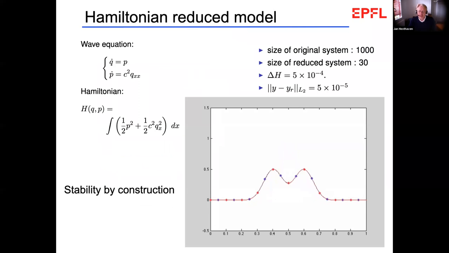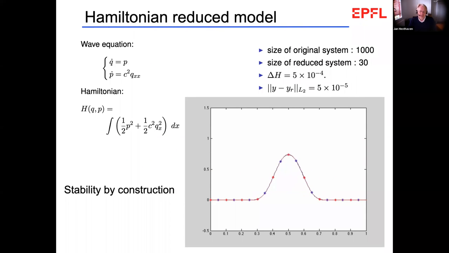Now, of course, if you do this, then you know that by construction you are back to a Hamiltonian system. It's a different Hamiltonian problem because it has a slightly different Hamiltonian. But you can use the greedy approach to choose how accurate you want the Hamiltonian to be. And once you have that, if you do a proper time integration, then the scheme is stable by construction.